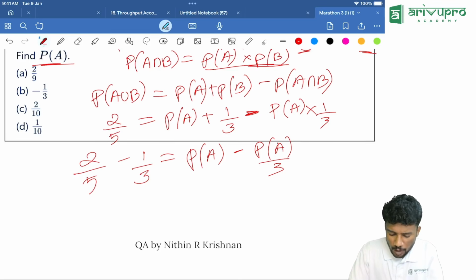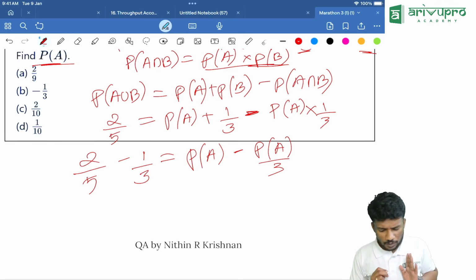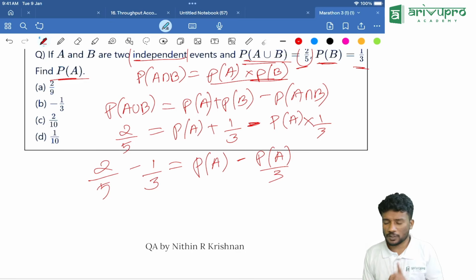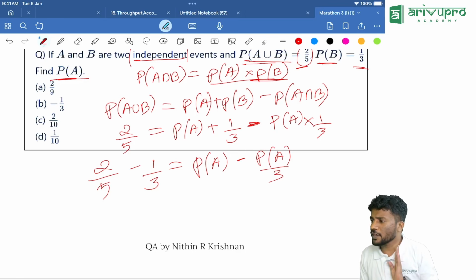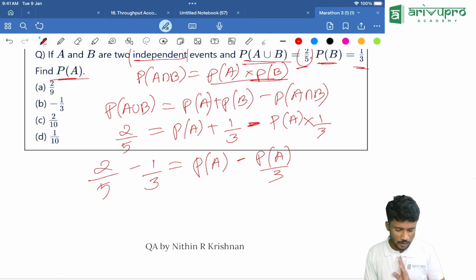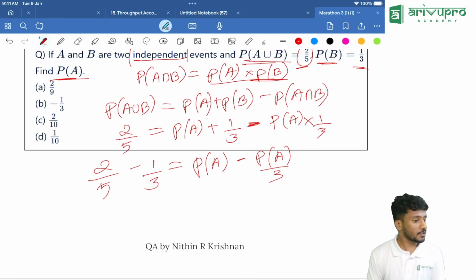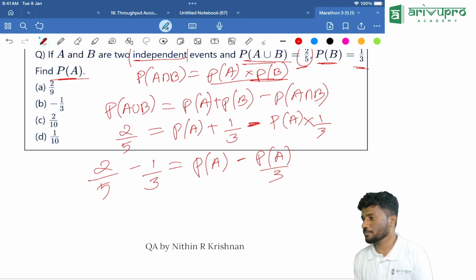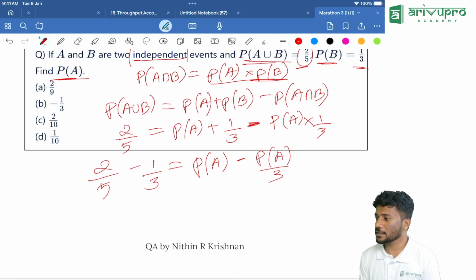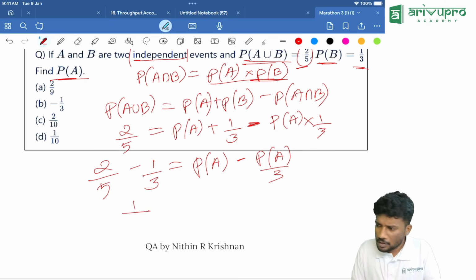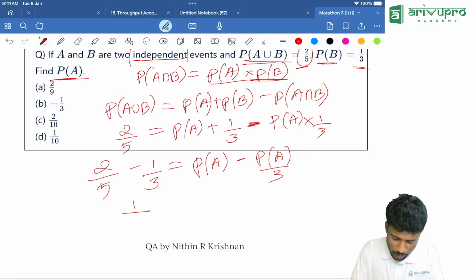Now, everyone find the value of the left hand side, 2 by 5 minus 1 by 3. Use calculator and find. Don't do anything else. Get me the value. 2 by 5 minus 1 by 3 is 1 by 15. Okay, fine, I'll just write it. Is it 1 by 15? Yes, it is 1 by 15.